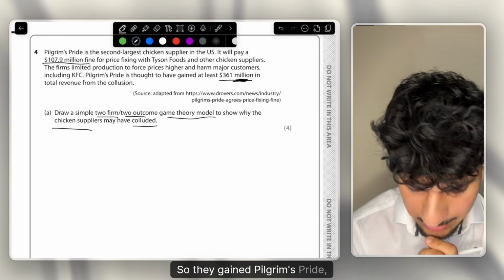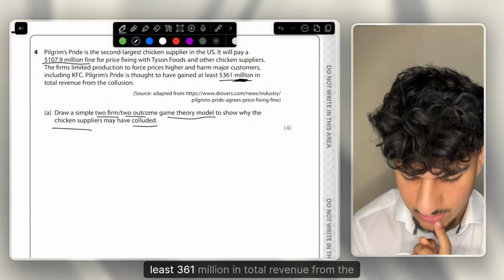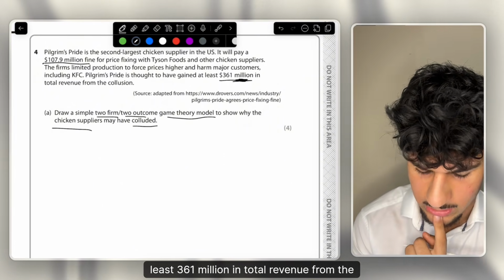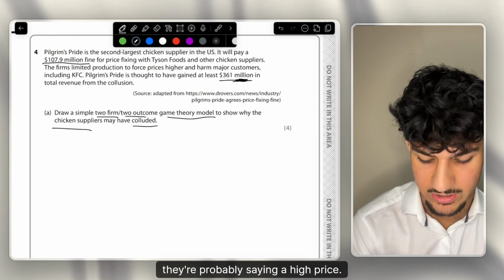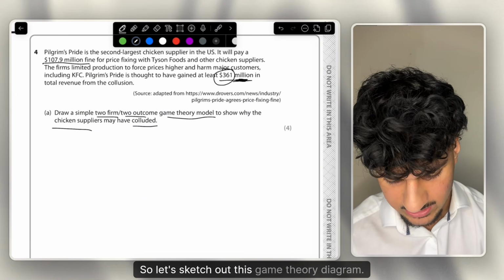Pilgrim's Pride, I think that's the name, is thought to have gained at least 361 million in total revenue from the collusion. Since they're colluding, they're probably setting a high price, and that is what I'm going to put for my figure for the high price. So let's sketch out this game theory diagram.